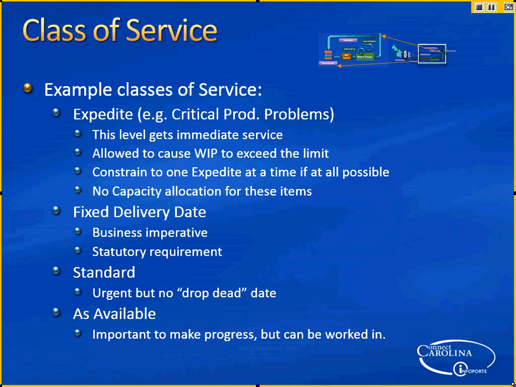And then there's standard, which is, this is what we need to get done, but there isn't a have-to-have by a date. And then the last one is as available. It's work we want to get done when we can allocate some capacity to do it. If you have a little slack time, you can fit it in and do some progress on it, do it. But you're going to focus mostly on these.